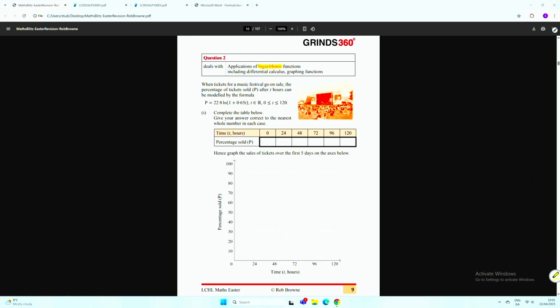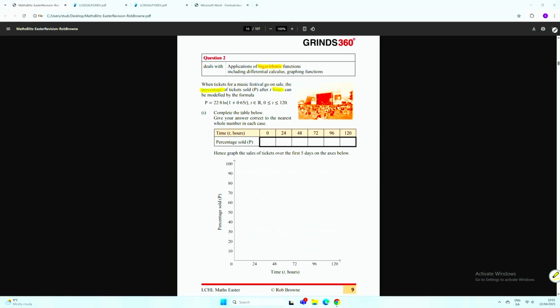So it says, when tickets for a music festival go on sale, the percentage of tickets sold, P. Okay, so P is a percentage. That's the units there. After t hours, so t is in hours. So they're my units. P is percentage and t is hours, can be modeled by that formula there, and we're asked to complete the table below and then draw the graph.